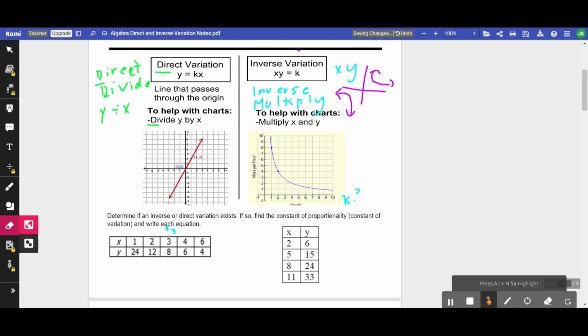So you can check to see if, when you multiply the x times the y, you do get the same thing, because you tried dividing and that didn't work. So you can multiply the x and y together. 1 times 24 would be 24.